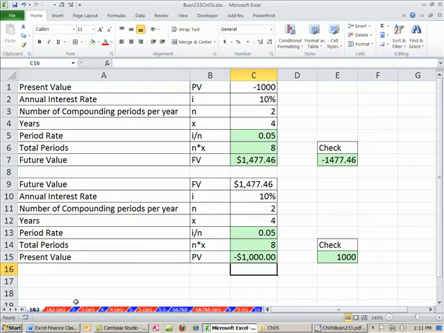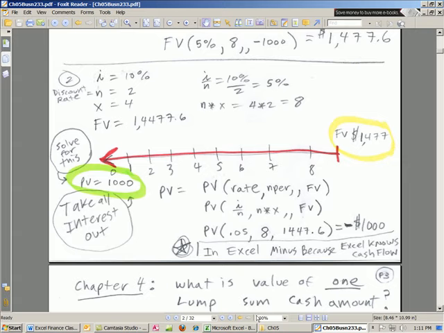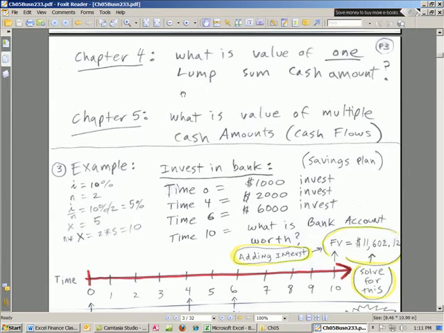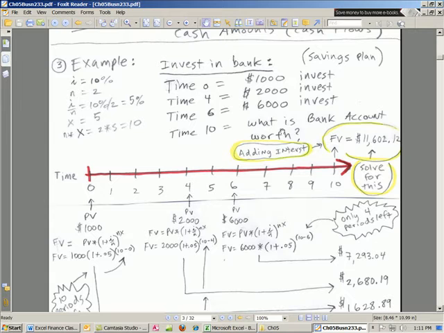All right, now I'm going to go back over to the PDF. Now we're going to switch to this chapter. So we did one lump sum. Now we need to talk about what is the value of multiple cash flows. And we have all sorts of different examples in this chapter, chapter 5. Let's just look at our first example.